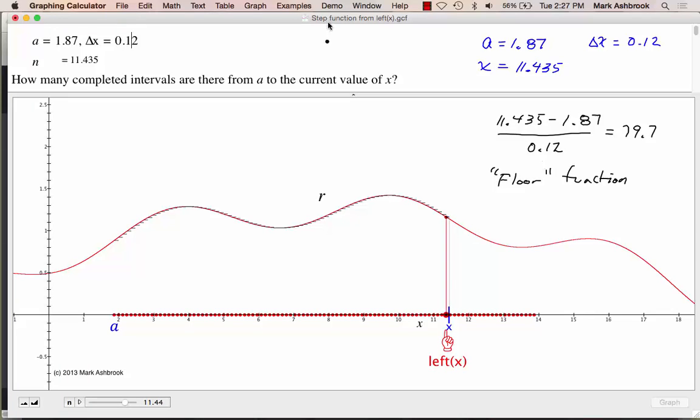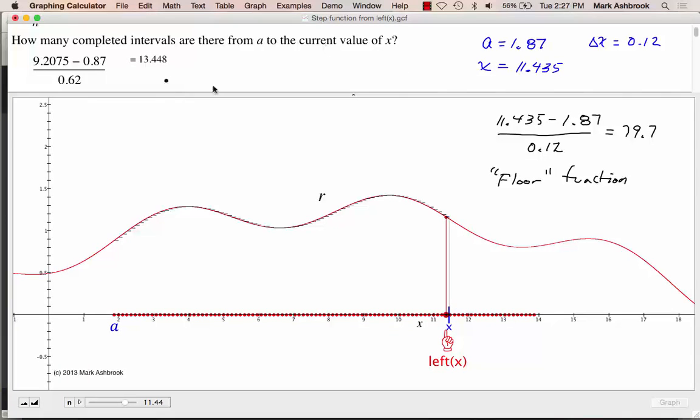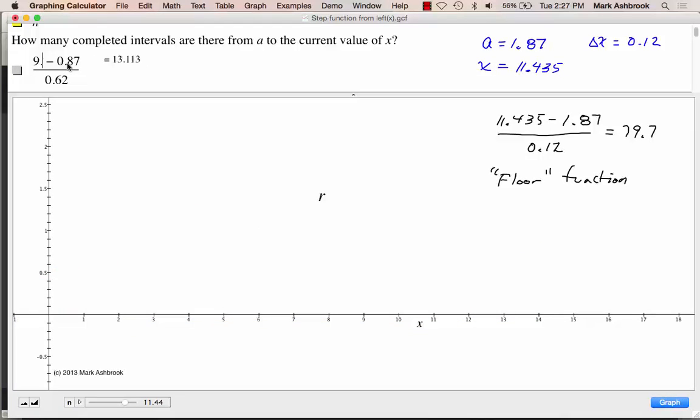So if I go in here, let's just confirm what she said. She said 11.435 minus 1.87. Haste makes waste. Minus 1.87.